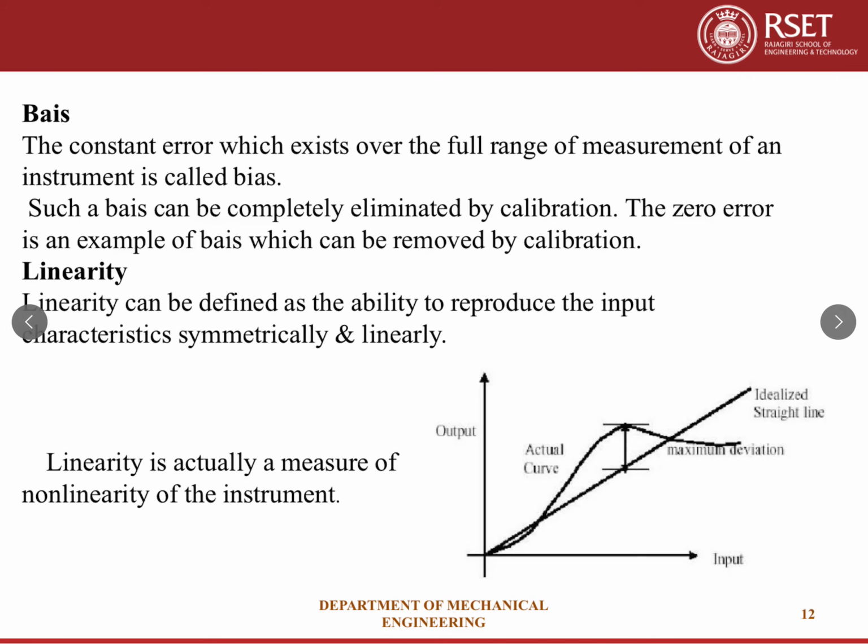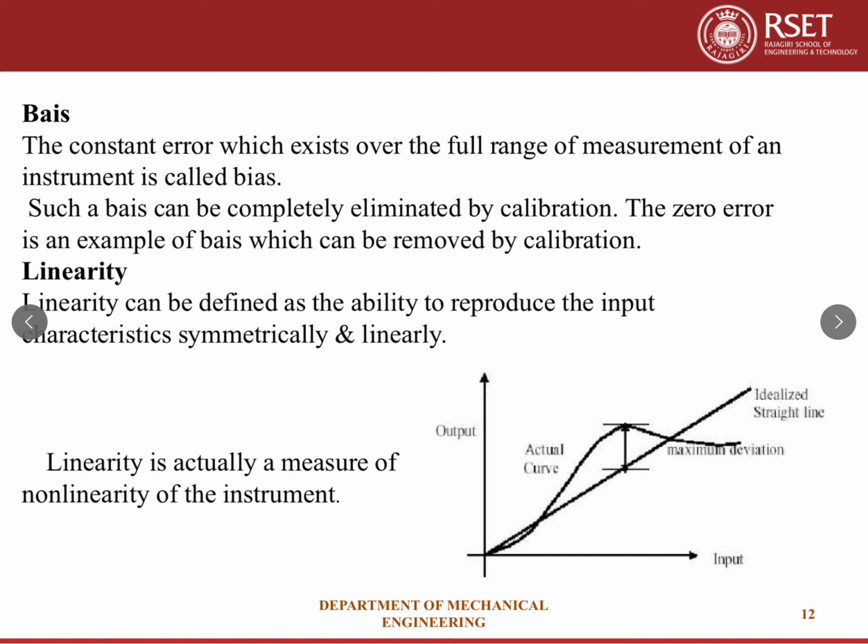So next is bias. The constant error which exists over the full range of measurement of an instrument is called bias. There is a constant error that exists in the full range of the instrument. It can be eliminated by calibration. Zero error that will exist throughout the reading is an example of bias, which can be removed by proper calibration.